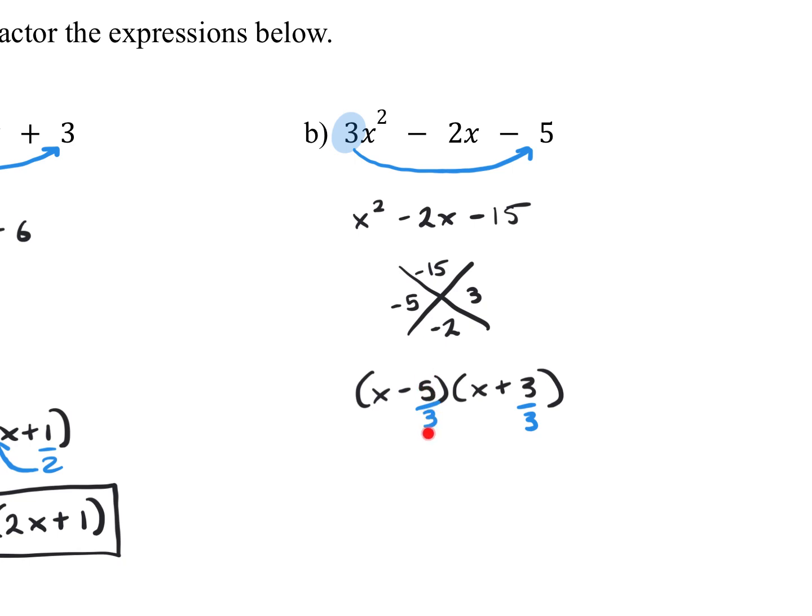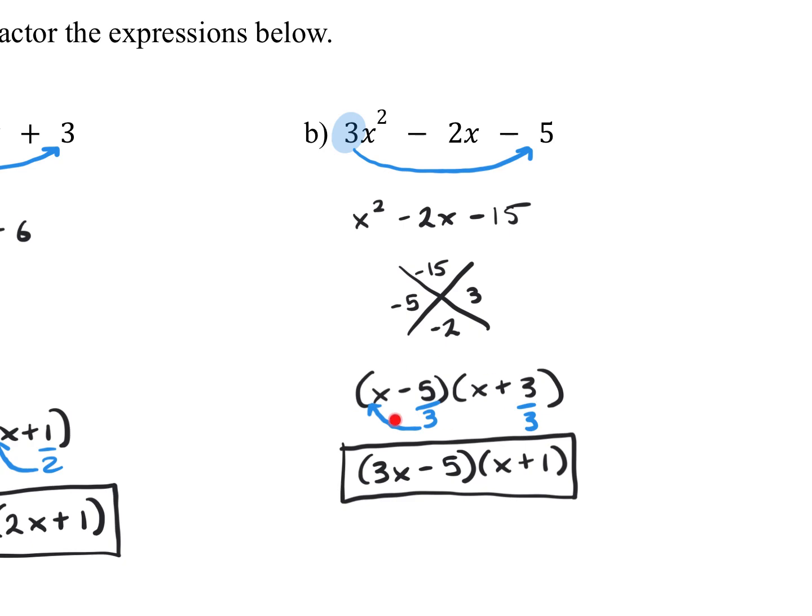Here, I can't simplify this, so I'm going to take this bottom and move it up. So it becomes 3x minus 5. Now here, I can simplify this. We don't want to call this 3x plus 3. That wouldn't be correct. We actually want to simplify this. 3 divided by 3 is 1. So x plus 1. Let's double check. 3x times x is 3x squared. And then we have plus 3x minus 5x, which gives us negative 2x, and then minus 5. So our factors are correct. Again, we just cannot forget this last step of dividing out your a value.